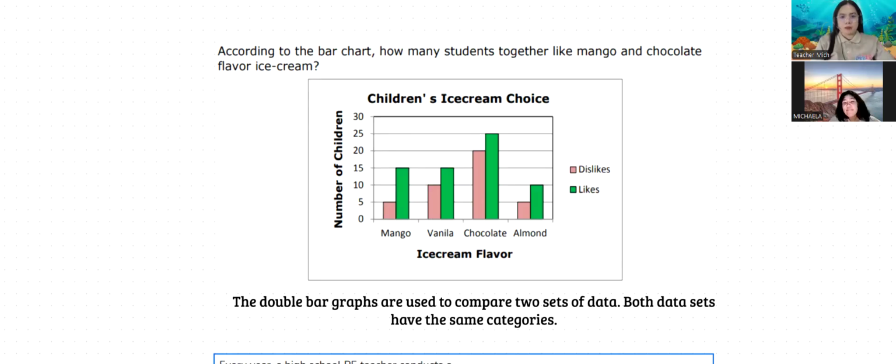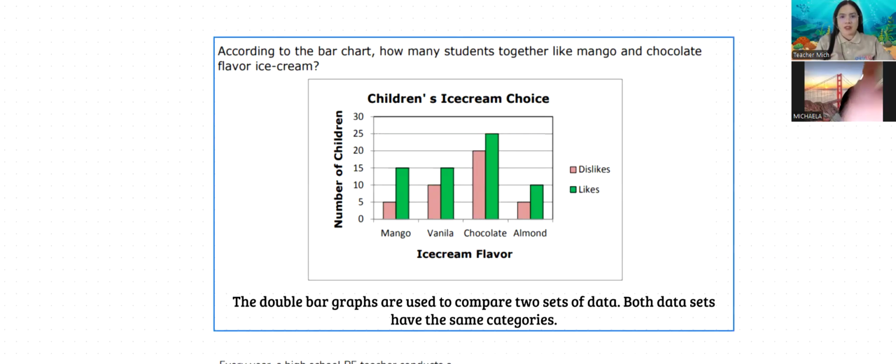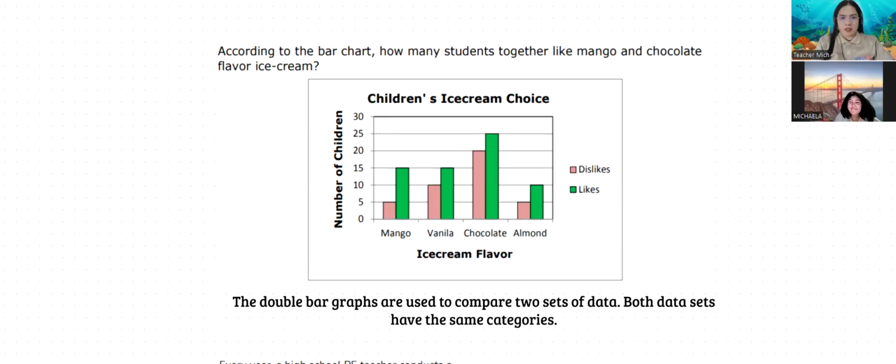In our double bar graph, we are using a double bar graph for us to compare two sets of data. Both data sets have the same categories. This graph represents likes and dislikes of children for various flavors of ice cream. We have four flavors of ice cream: the mango, vanilla, chocolate, and also the almond.